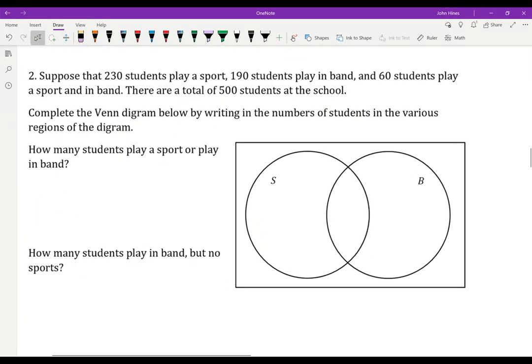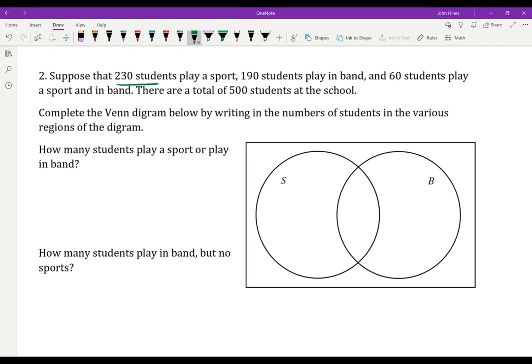So let's try this one. Suppose there are 230 students that play a sport, 190 play in band, and 60 play a sport and in band. There are a total of 500 students. So here's the problem. I can't put 230 in this Venn diagram.